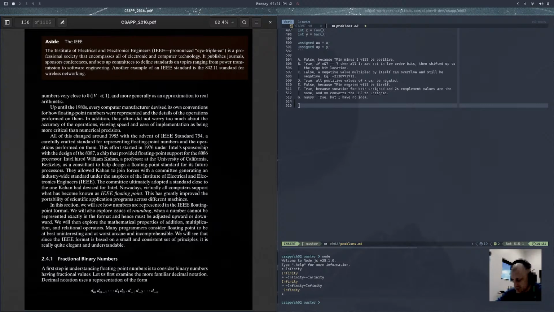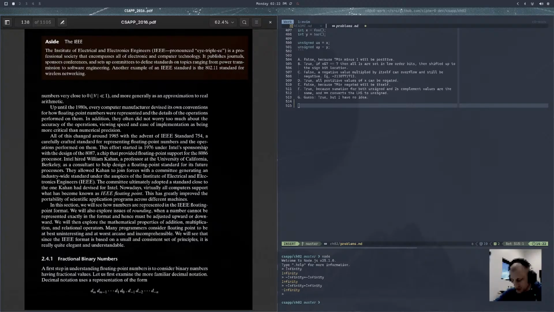This effort started in 1976 under Intel's sponsorship with the design of the 8087, a chip that provided floating point support for the 8086 processor. Intel hired William Kahan, a professor at the University of California, Berkeley, as a consultant to help design a floating point standard for its future processors. They allowed Kahan to join forces with a committee generating an industry-wide standard under the auspices of the IEEE. The committee ultimately adopted a standard close to the one Kahan had devised for Intel.